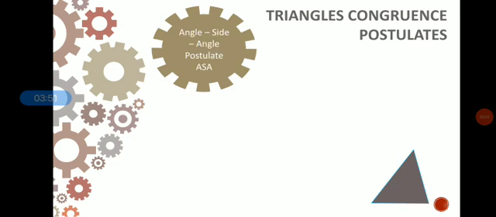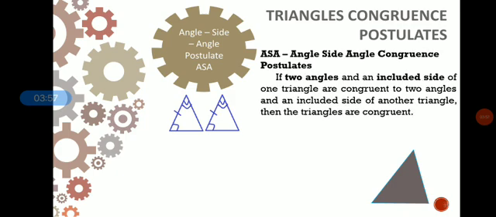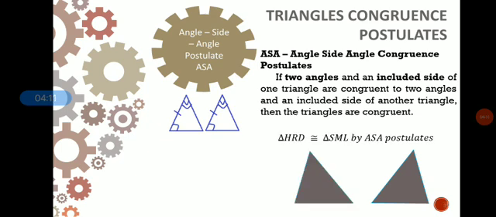And the third one is angle, side, angle postulate or tinatawag nating ASA. So this one happens if two angles and an included side of one triangle are congruent to the two angles and included side of another triangle. Then the triangle are congruent. Let's say we have triangle HRD congruent to triangle SML by ASA postulates. So we have angle H congruent with angle S. And then, side HR is congruent to side SM. And lastly, we have angle R congruent to angle M.